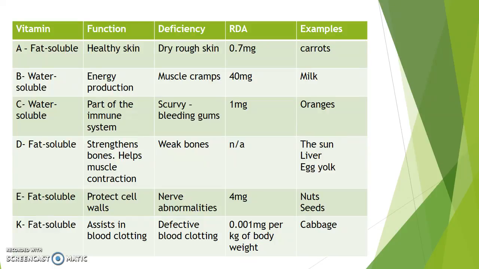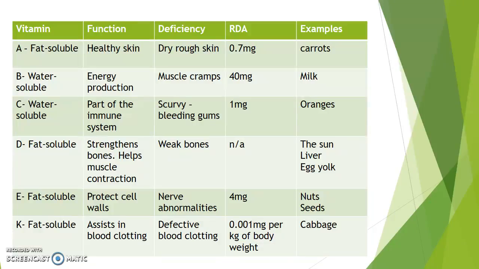Vitamin B is a water-soluble vitamin, and it's key for energy production, but it can also cause muscle cramps if you don't have enough of it. The recommended daily intake is about 40 milligrams, and you get this in milk. Vitamin C is a water-soluble vitamin, and it is part of the immune system, but it can cause scurvy, which leads to bleeding gums, if you don't have enough of it. The recommended daily intake is 1 milligram, and it is in oranges.